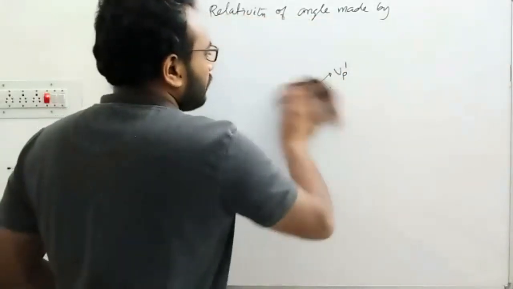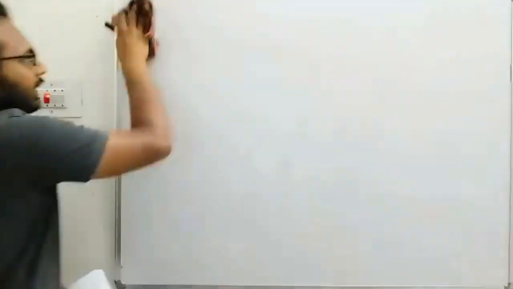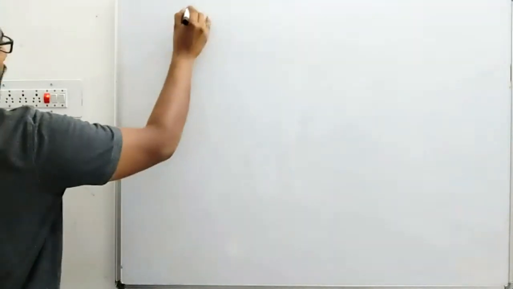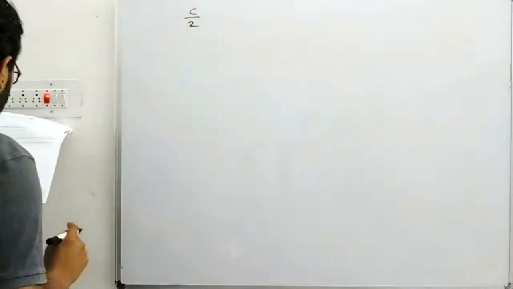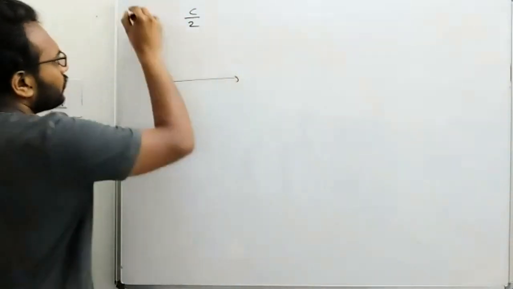So when you do the velocity addition formula, you have to be careful. Again, we'll see, you'll have to take the component of the velocity. Let's do a problem. Okay, so here's a problem. A car is moving with speed c by 2. A light beam is emitted from the car at angle 45 degree with the direction of velocity of car.